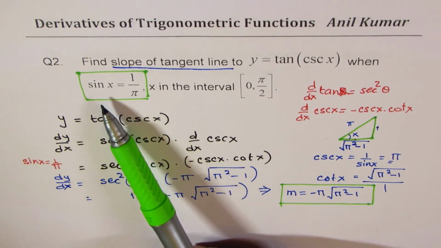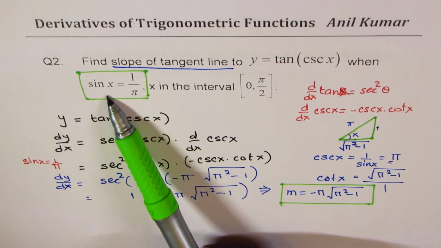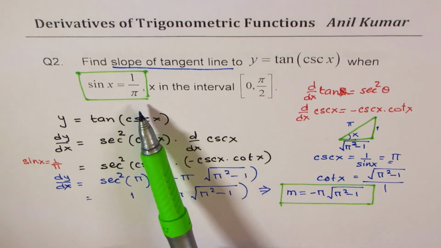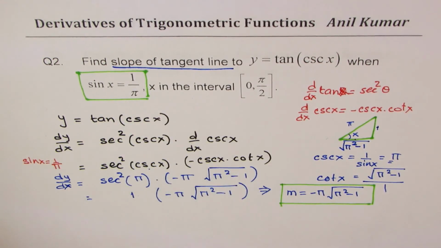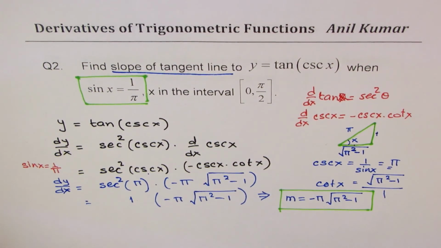You need to understand the condition given, sin x equals 1 over pi. That helps you to find all these values. So I hope you find it very interesting. Now let's move on to the next question.